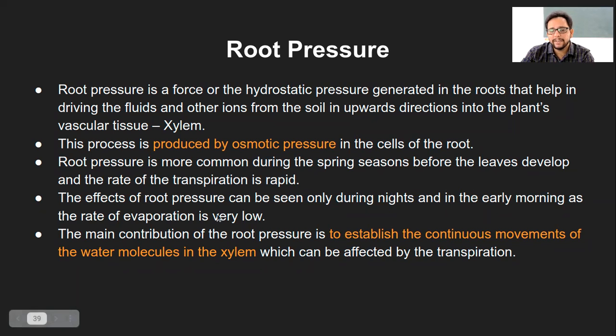Now, the effects of this root pressure can only be seen during nights. Now, why at nights? Because obviously the temperature drops down, and in the early mornings, again, because there is change in the temperature as well as the humidity, the rate of evaporation is very low at night because it is associated with the temperature and humidity. So the rate of evaporation at night is low. So obviously, the roots are still absorbing water.